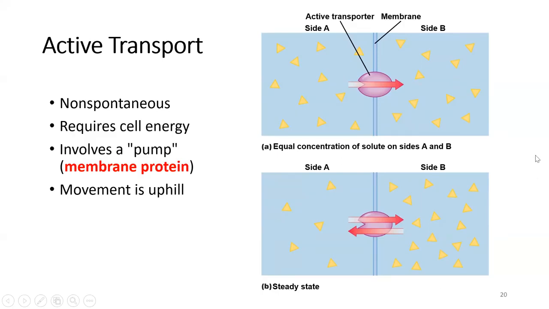So active transporters can move particles against their concentration gradient. That's what we're really trying to say here. They're not necessarily moving with the concentration gradient, but they can move particles from low concentration to high concentration, which is going against their natural spontaneous movement.